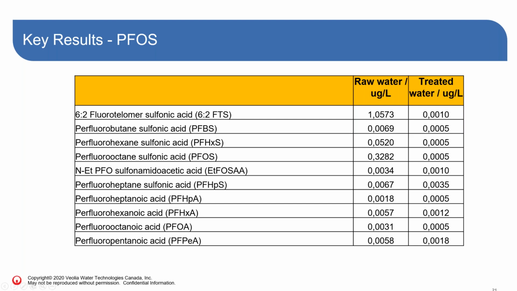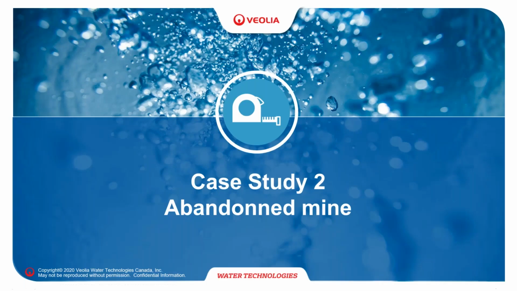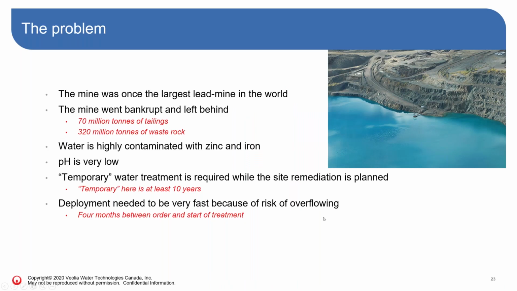So that concludes my first case study. Second case study there, it's a completely different project, a completely different industry. It's an abandoned mine. That mine was once the largest lead mine in the world. The mine owner went bankrupt and left behind millions of tons of tailings and waste rock.